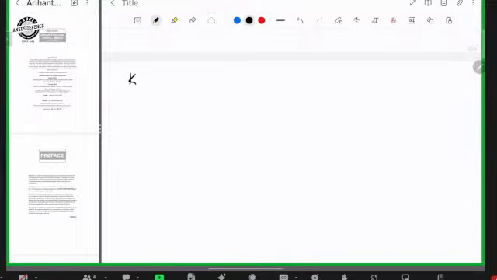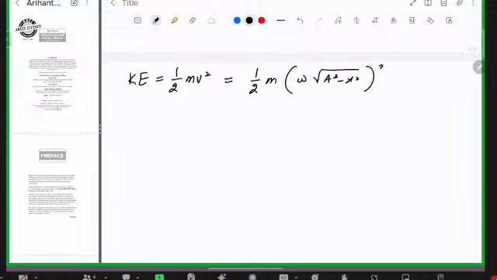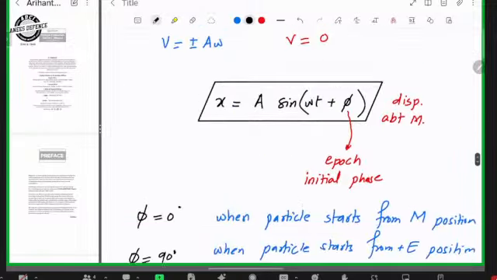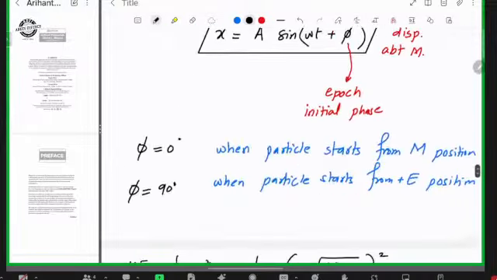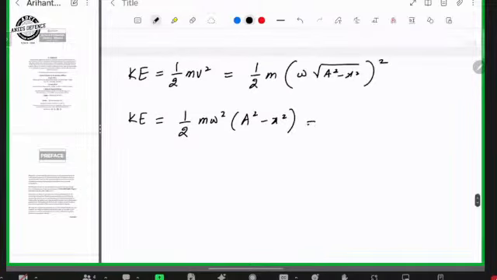Now, energies of SHM. Kinetic energy of SHM can be written as half mv square. Now we know the formula for velocity: omega under root a square minus x square, the whole square, because velocity square is there. Therefore, kinetic energy will be simplified to m omega square bracket a square minus x square. This is the formula for kinetic energy. I can put m omega square as k also, the second formula I told you. Therefore, the formula for kinetic energy in terms of k will become half into k bracket a square minus x square.